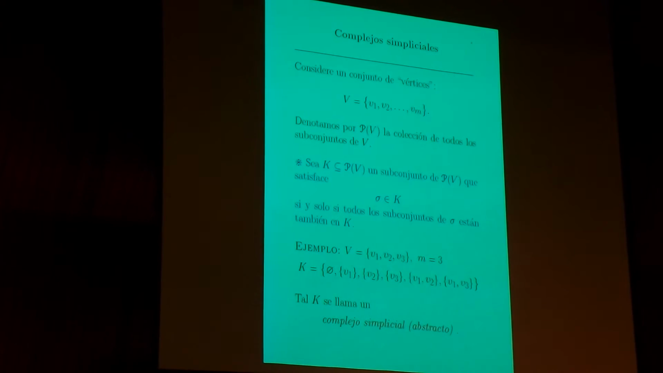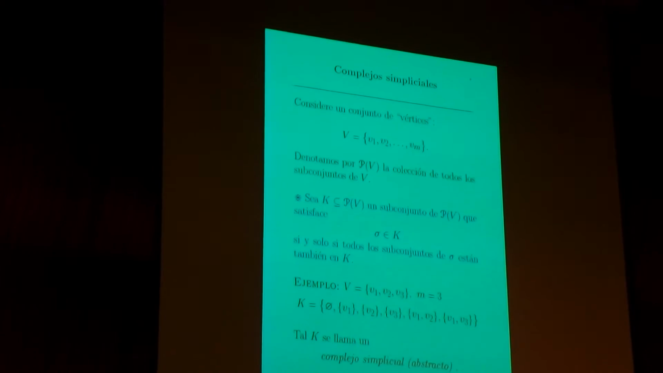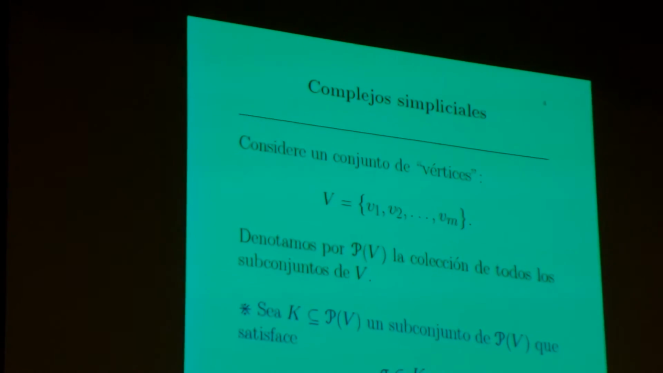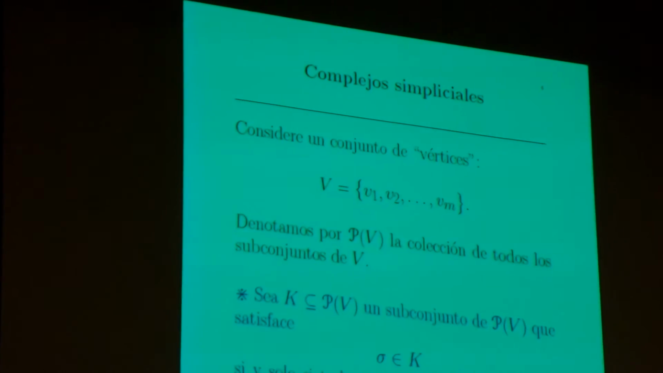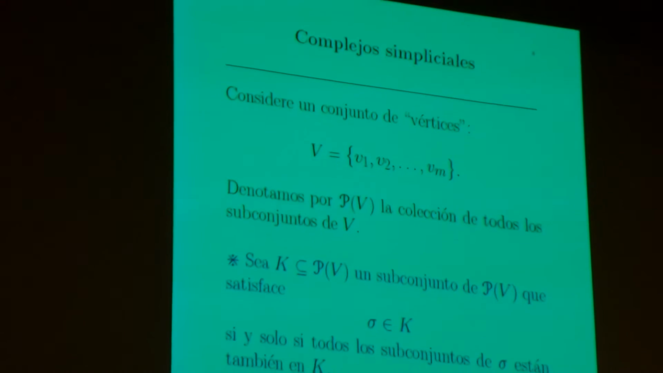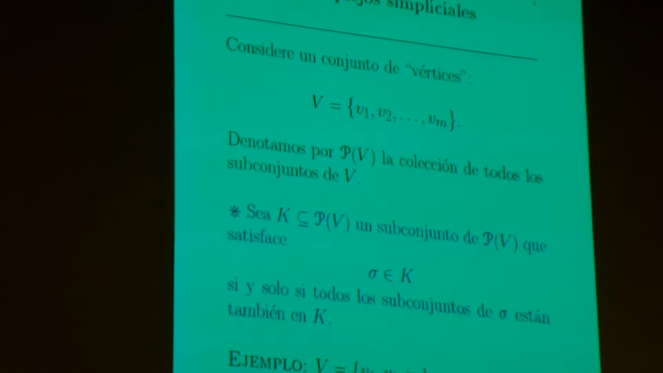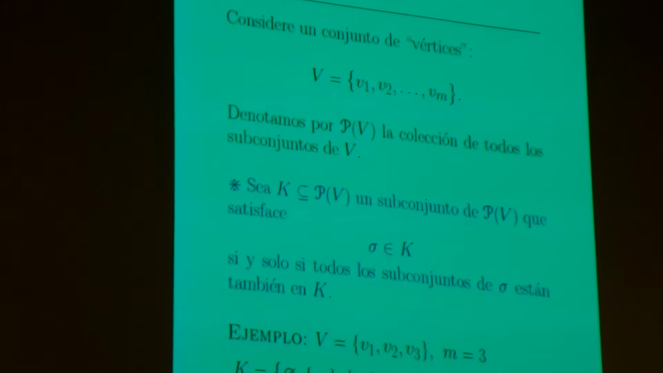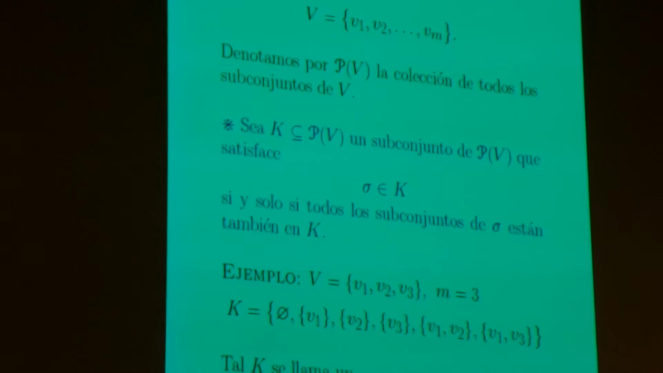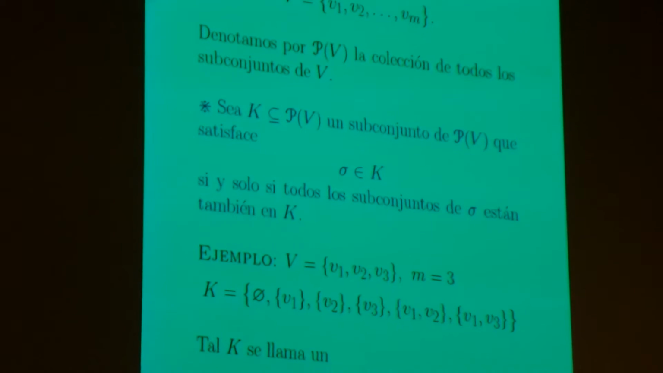The simplicial complex is a combinatorial object which is defined beginning with a set of vertices. Now, every set has what is called a power set, and that is the set of all subsets of the set. So I give you a set, and you look at the collection of all subsets, and that is called the power set of the set V.